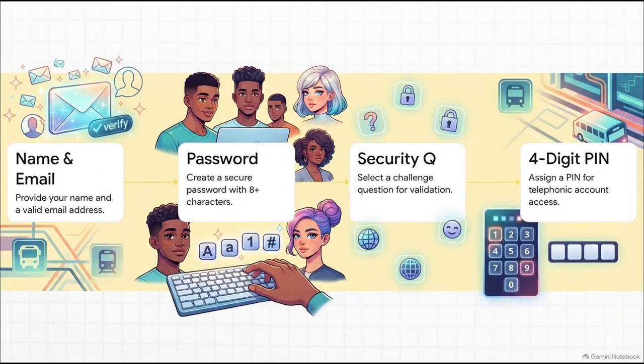Once you're actually on the site, you've got 4 quick steps to get your profile set up. Step 1, pop in your name and a valid email address. You'll need to verify that email, by the way. Step 2, create a secure password. Make sure it's at least 8 characters with an uppercase, lowercase letter, and a number or symbol. Step 3, pick a security question just in case you ever need offline identity validation. And finally, Step 4, set up a secure 4-digit PIN.